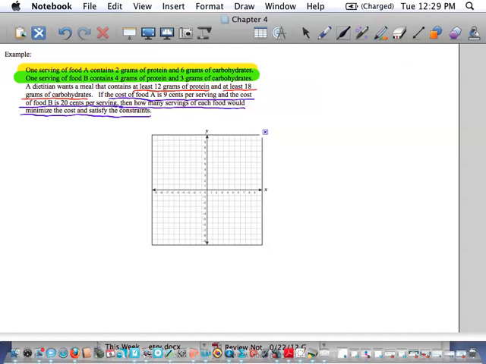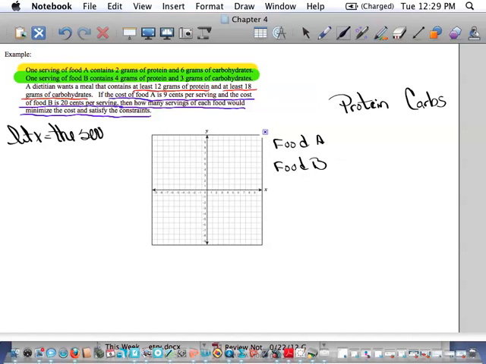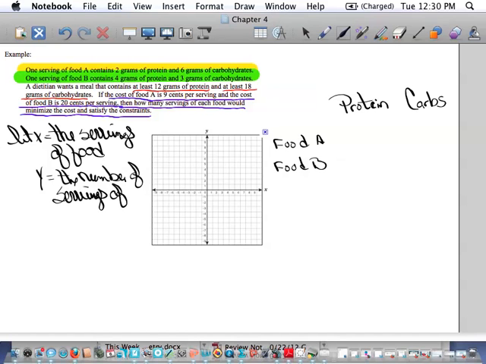So we have food A, and we have food B. We have protein, and we have carbs. So when we look at this, 1 serving of food A contains 2 grams. I think we should identify our variables first. At the bottom it says how many servings of each. So let's let X equal the servings of food A, and Y equal the actual number of servings of food B. So number of servings of food A and the number of servings of food B.